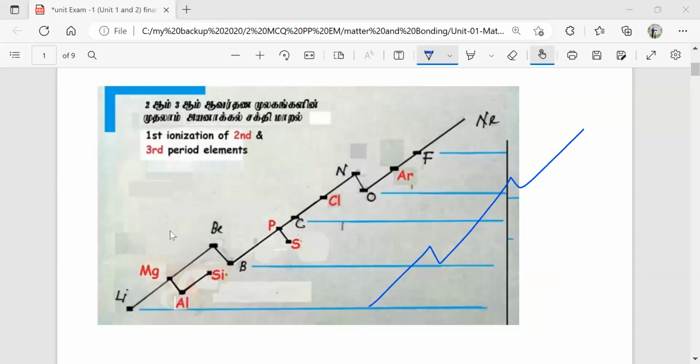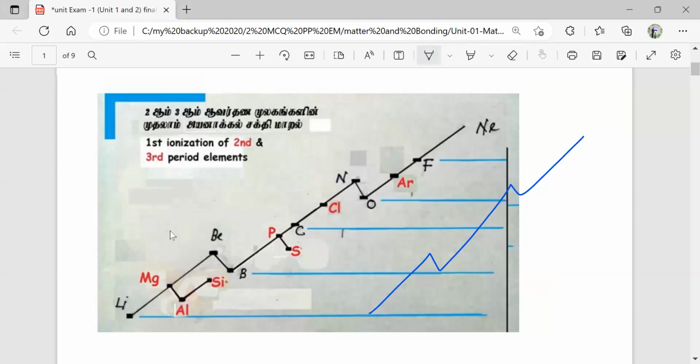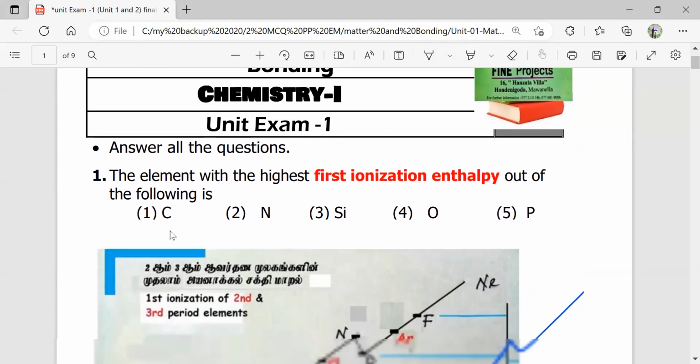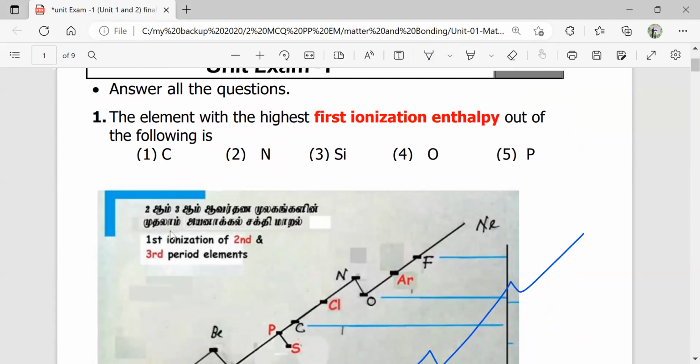Okay, right. We are in the first question. We'll take the exam paper. The first question is regarding the first ionization enthalpy. The element with the highest first ionization enthalpy out of the following is... So we have provided certain elements.